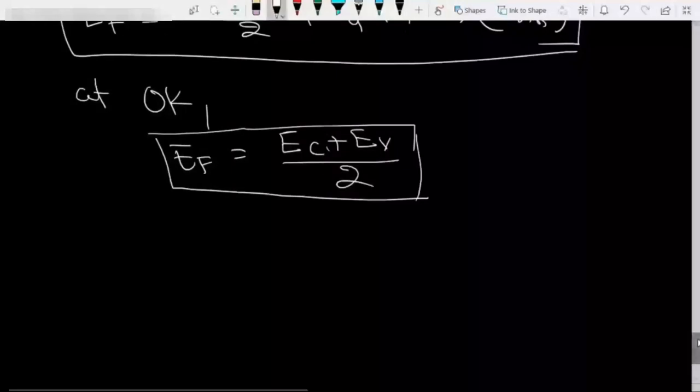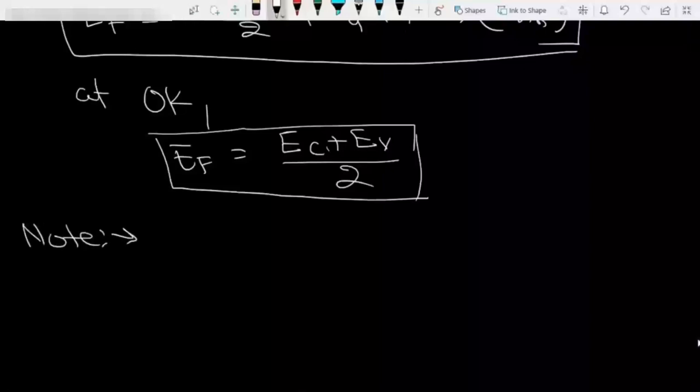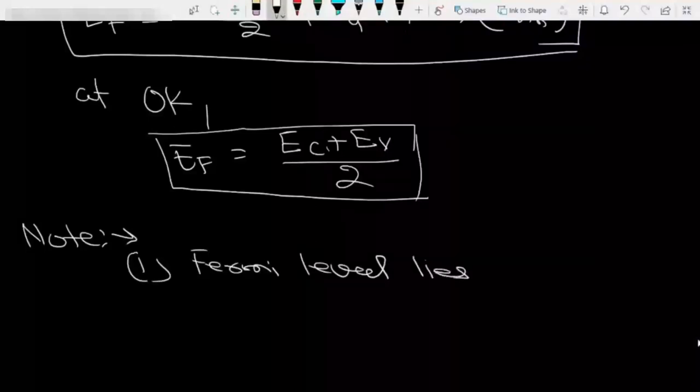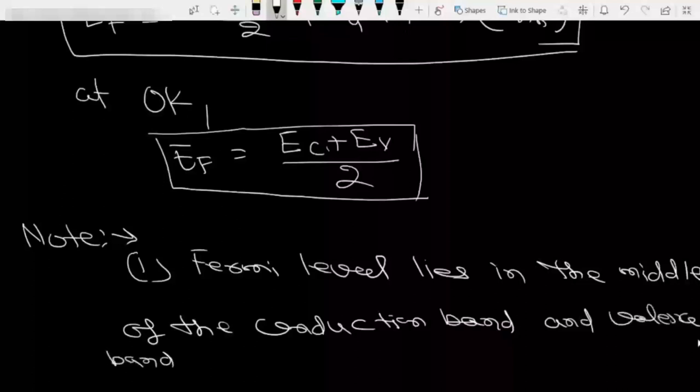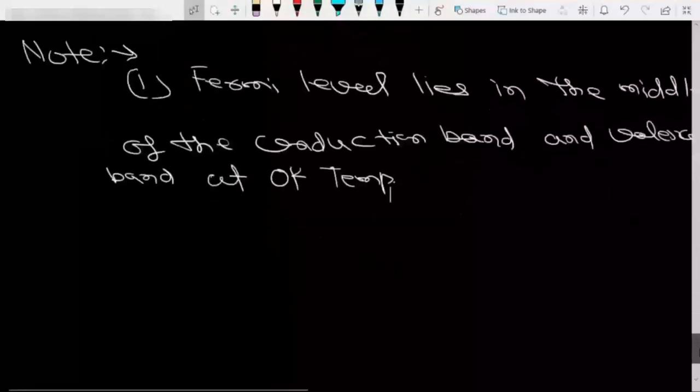So from here we can note some points. The first one: the Fermi level lies in the middle of the conduction band and the valence band at 0 Kelvin temperature.